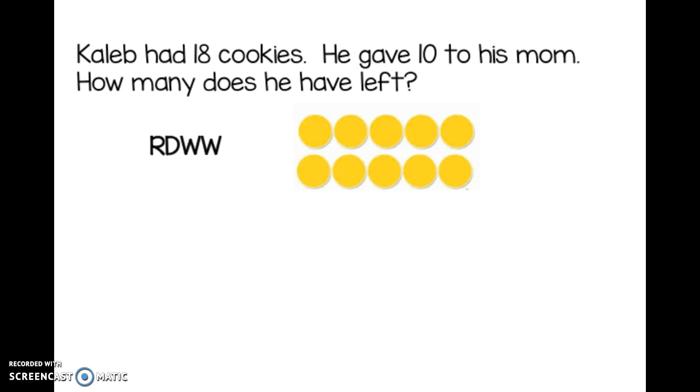If you were adding, you would write a number sentence that shows what you added. If you're subtracting, you would write a number sentence to show that you are taking away. For this problem, you are going to write a number sentence. After you write your number sentence, write a sentence answering this question. How many does he have left?